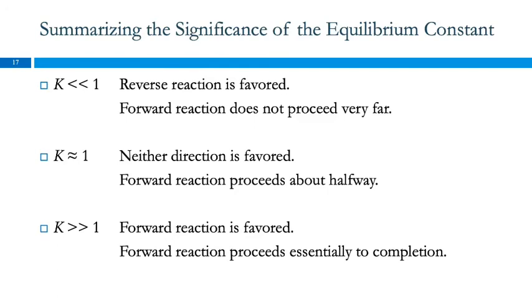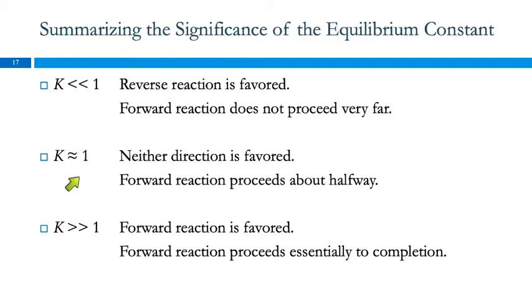So, summary of the significance of the value of the equilibrium constant. K being very small, the reverse reaction is favored, the forward reaction does not go very far. You can remember these by thinking about the definition of the equilibrium constant. It's the product concentrations over the reactant concentrations. So what's going to make that a small number? Well, if the bottom is big and the top is small, right? So that means little product, a lot of reactant.